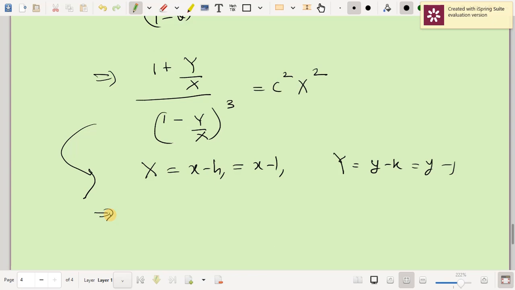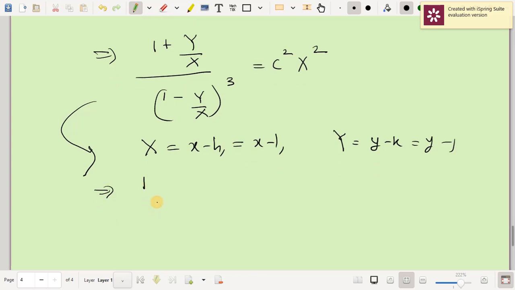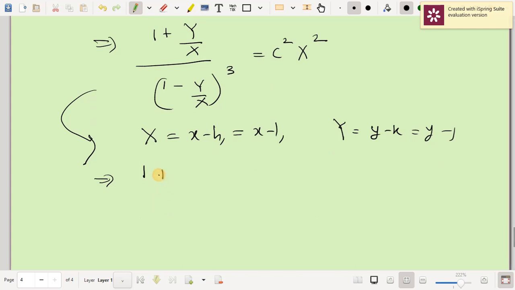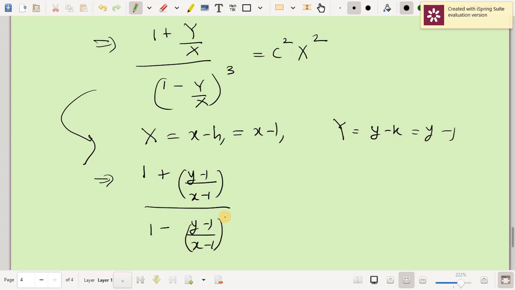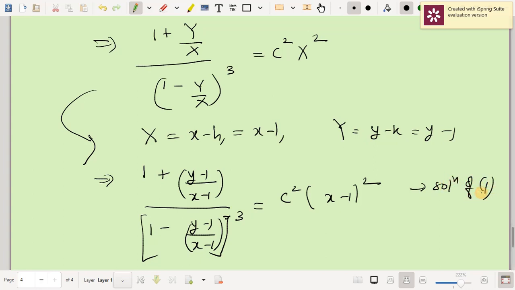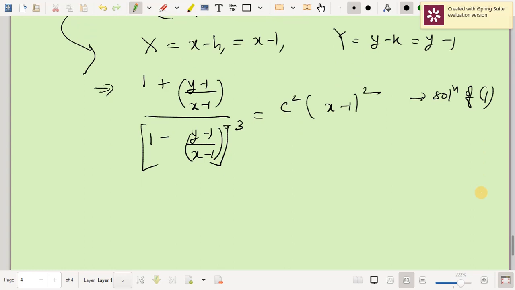1 plus y minus 1 upon x minus 1, it's a bigger term, so I'll write it as 1 plus y minus 1 the whole thing upon x minus 1, upon 1 minus y minus 1 upon x minus 1, the whole raised to 3 is equal to c square, and this is the same as x minus 1 the whole square, if you want. So that's the solution of 1, and if you want you can further simplify at your own risk.